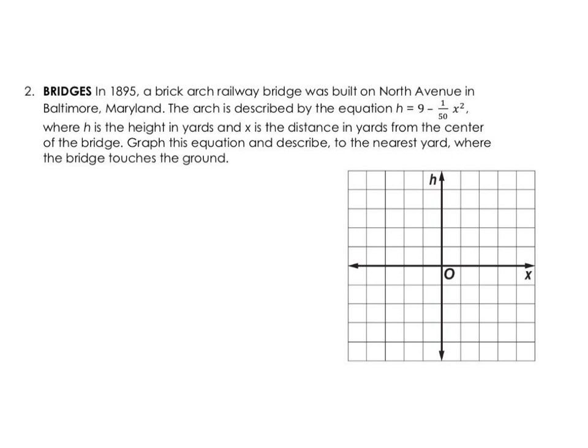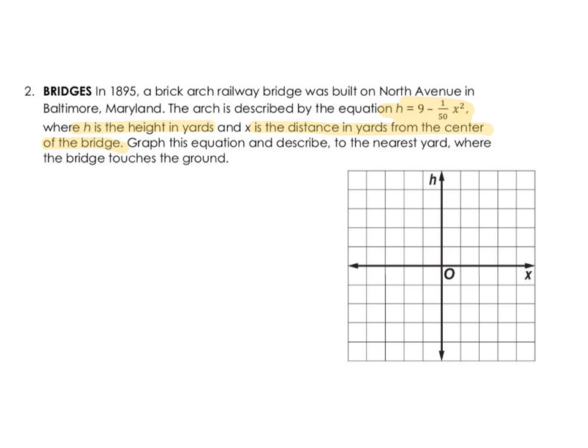All right, number 2, we're talking about bridges. In 1895, a brick arch railway bridge was built on North Avenue in Baltimore, Maryland. The arch is described by the equation h equals 9 minus 1 over 50 x squared, where h is the height in yards and x is the distance in yards from the center of the bridge. Graph the equation and describe to the nearest yard where the bridge touches the ground.